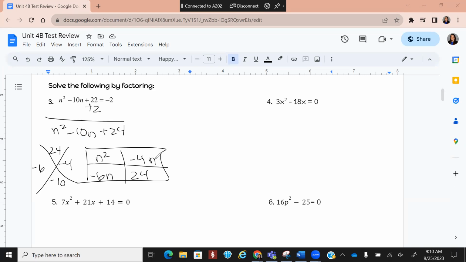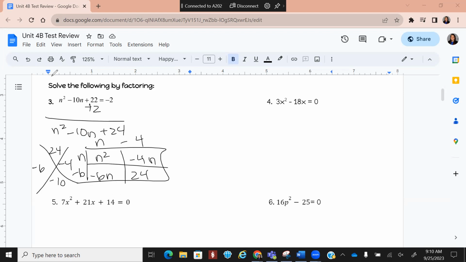Are there any questions up to this point? Everybody's okay? You can get here. So now we're going to say, what times what gives me n squared? N and n. What times n will give me negative 4n? And what times n would give me negative 6n? And we always check with this last box, make sure it works.